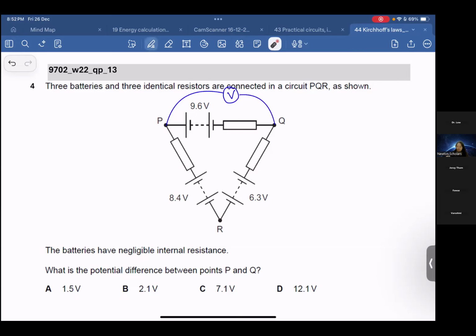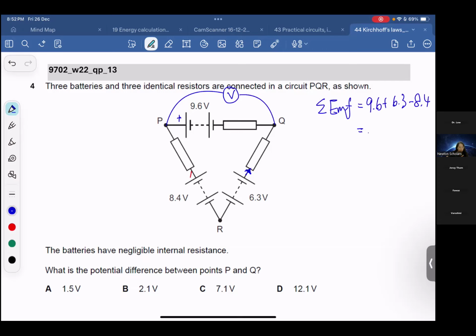Okay, dear, what is your total EMF in the circuit? So here positive goes out. This one is in the opposite direction. You see, this one is in the opposite direction. So later on we have to minus because this one is in the opposite direction. Then this one is going up in the same direction as just now. Okay, so what is your total EMF in the circuit? It will be 9.6 plus 6.3 minus 8.4. So your whole circuit, your EMF should be 7.5 volt.